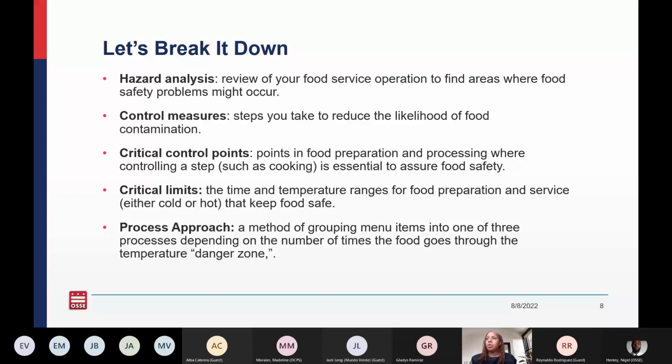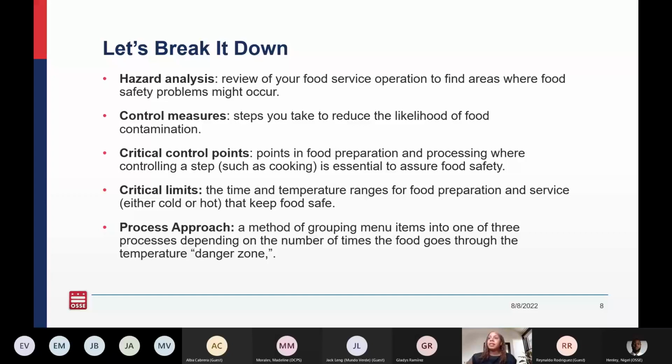Next, we have critical control points. Critical control points are points in food preparation and processing where controlling a step such as cooking is essential to assure food safety. So again, now that you've identified where food can become unsafe, you can identify the control points in order to make sure that the food is safe.